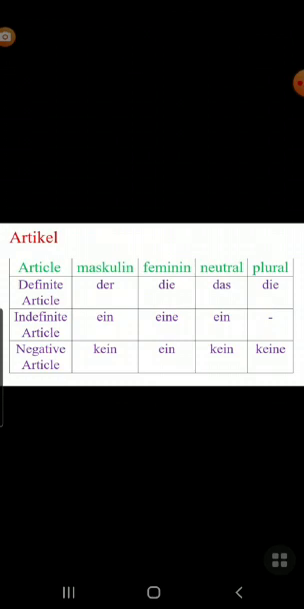And then we have negative articles. Same thing goes here also. An extra en is added for masculine gender, which makes it keinen, keine, kein, and again keine. Okay, so this was the basic thing, and now we'll do exercises based on this.